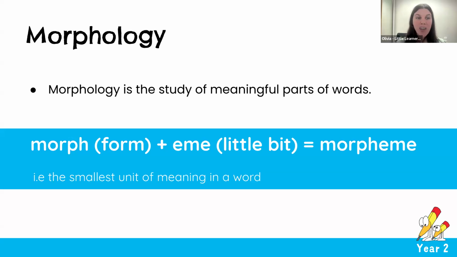We can see the word itself, morpheme, is broken up into its morphemes on screen. So we know that morph meaning form and eme meaning little bit. So the little bits of the word, or the smallest unit of meaning in a word, is a morpheme.